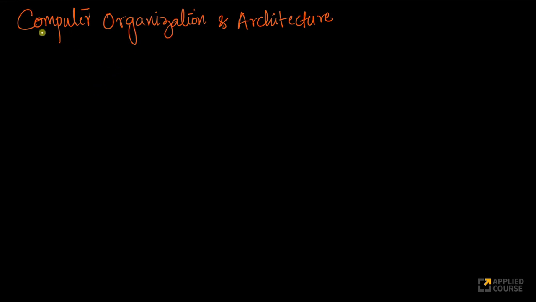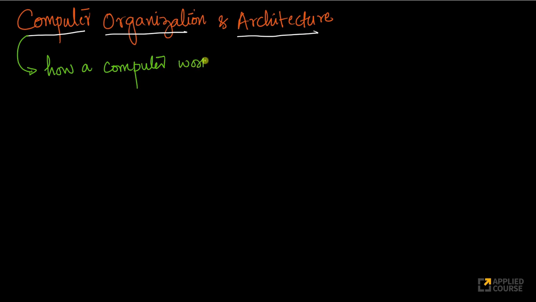So now we'll get started with a subject called computer organization and architecture. Very, very important subject for any software engineer, for anyone who is working on either hardware or software or any part of the computer science ecosystem itself, right? In computer organization and architecture, we learn how a computer works internally. This is very, very important.